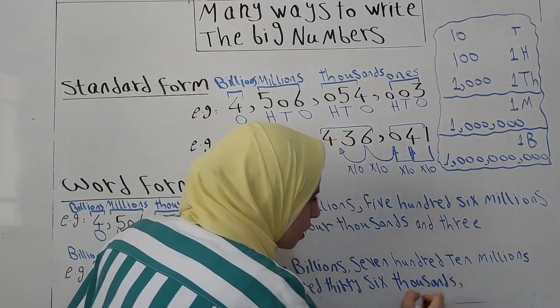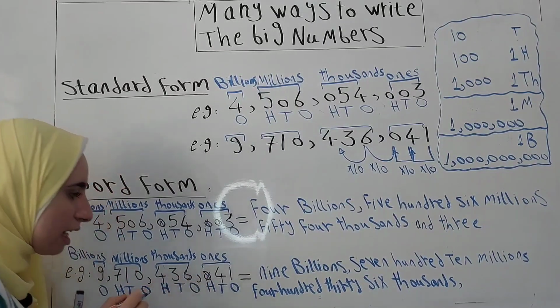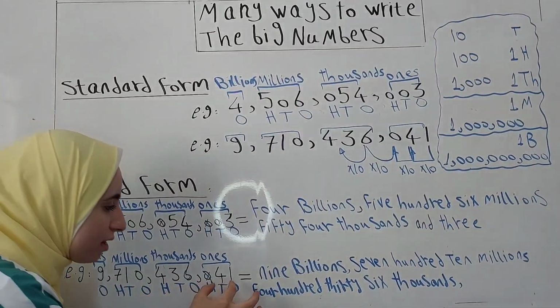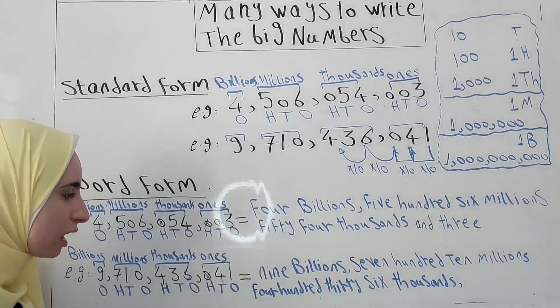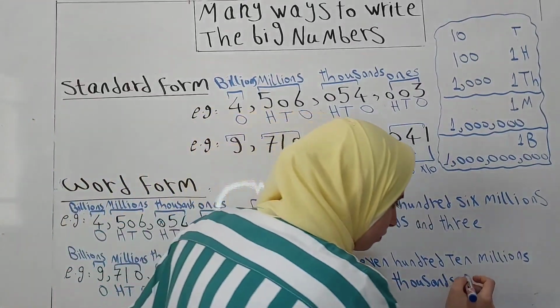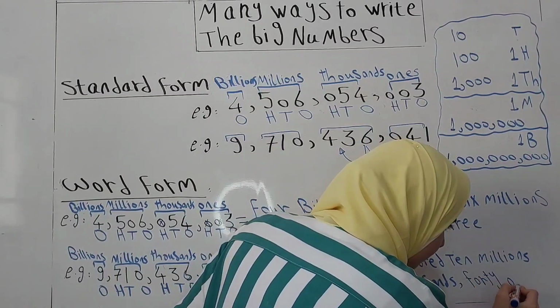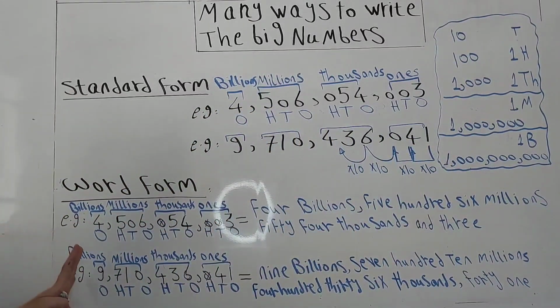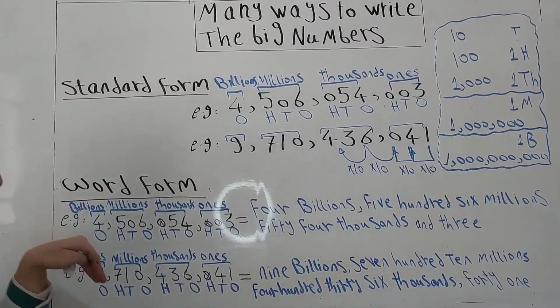Then we go to the family of ones. We have a 0 on the left, but a 0 on the left does not have a value. So we read this number 41, and the word ones is not read, so we write 41. That is how we can read the big numbers or convert the number from the standard form to the word form.